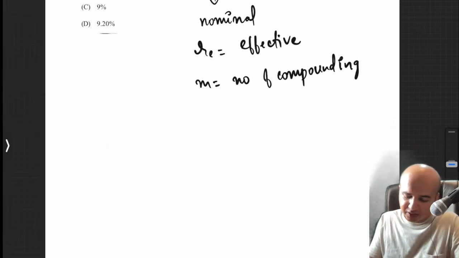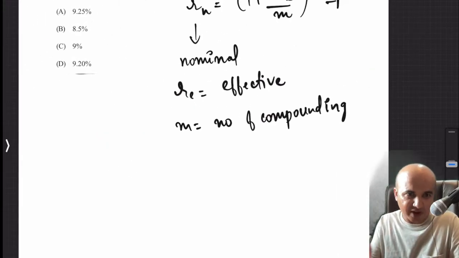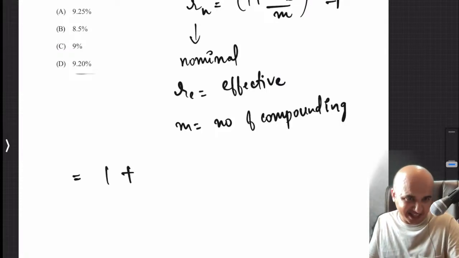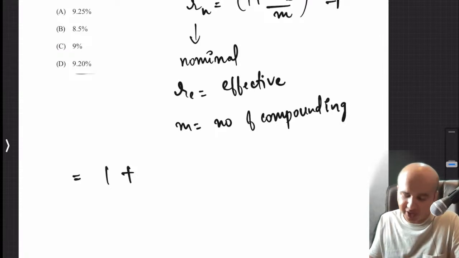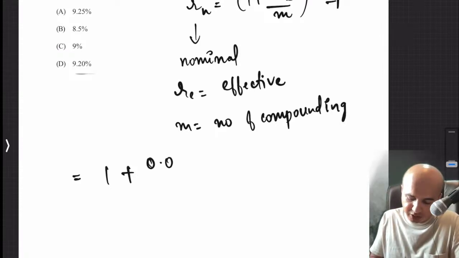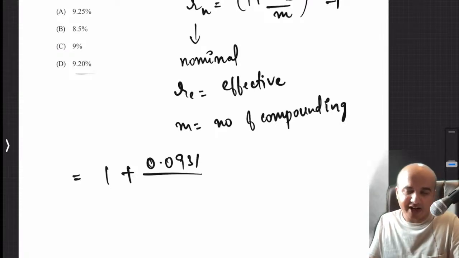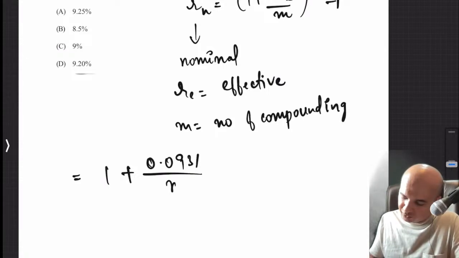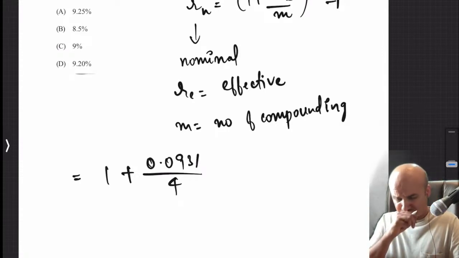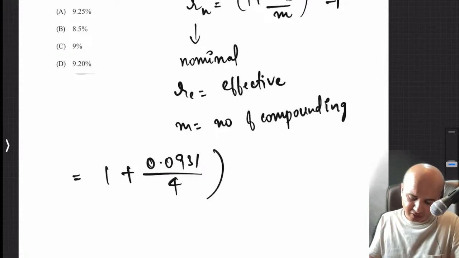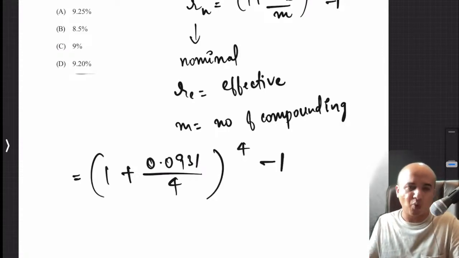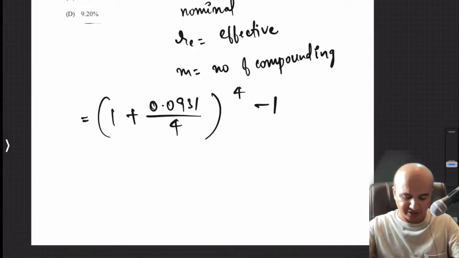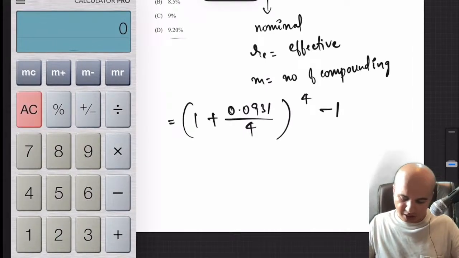Okay. So now if I have to substitute these values, what will be the case? 1, obviously 1 as it is, plus Re is 9.31, or also can be written as 0.0931 divided by m, which is nothing but the number of times it is compounded in a year, which is 4. So this raised to the power of 4 minus 1. So when you simplify this, you will get the right answer. Let us try to do this.